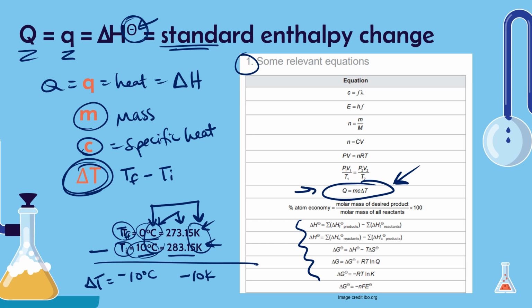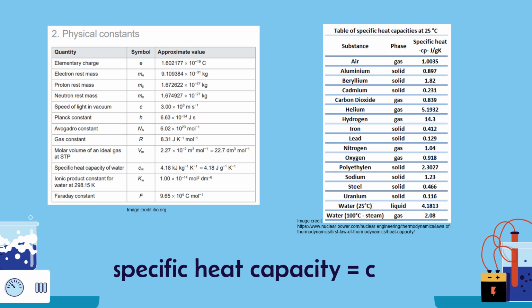Again, Q equals mc delta T. But what even is this thing C, specific heat capacity? It is the amount of energy required to change 1 gram of a substance by 1 degree Celsius or by 1 Kelvin.